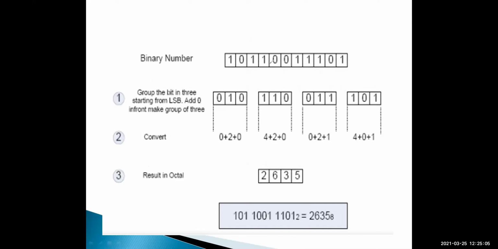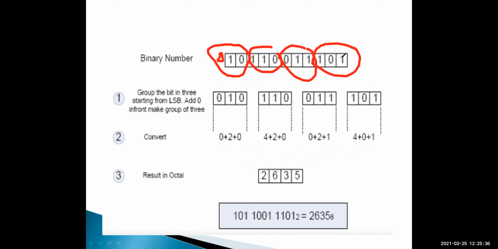So suppose that this is your binary number, 1011001101. You just need to group the digits in threes. Starting from the right hand side, that is 101. Again make a group of 3 digits, 001. Again 3 digits, 110. Again a group of 3, but only 1 digit is here, so just put zeros ahead of it.